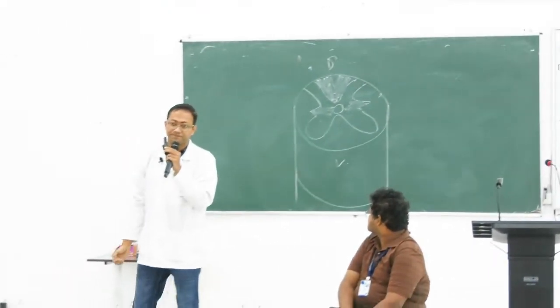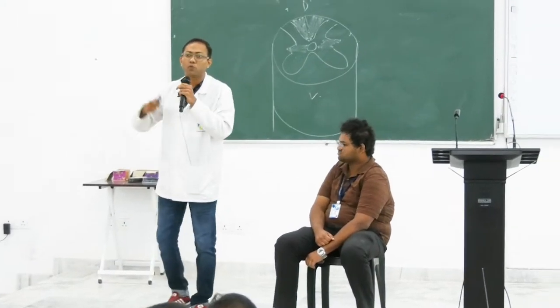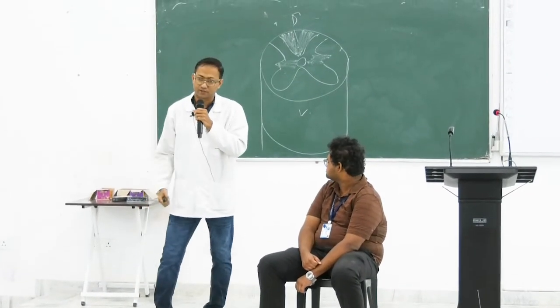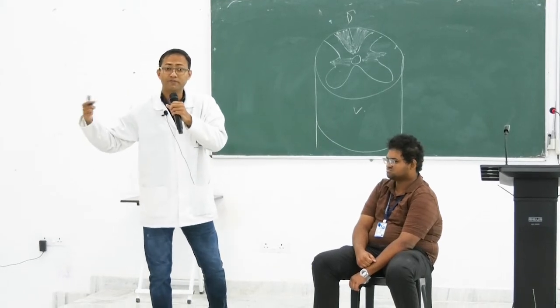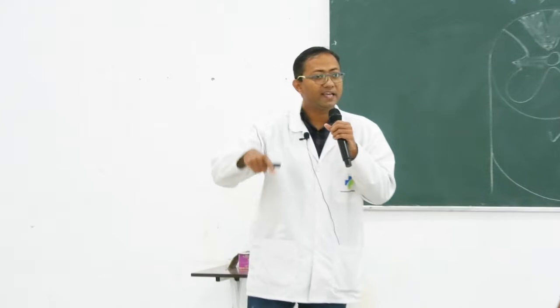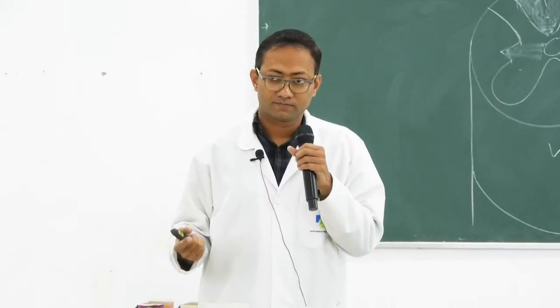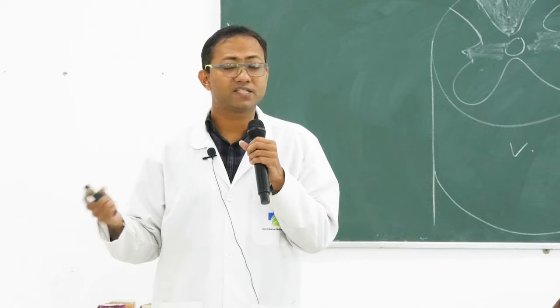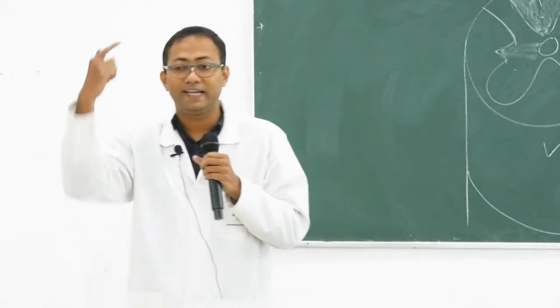This is dorsal column. Okay, clear? Now what about pain and temperature sensation? This dorsal column pathway is made up of what fiber? A alpha. Dorsal column pathway is made up of A alpha fiber. Now what about pain and temperature carrying fibers? A delta and C.